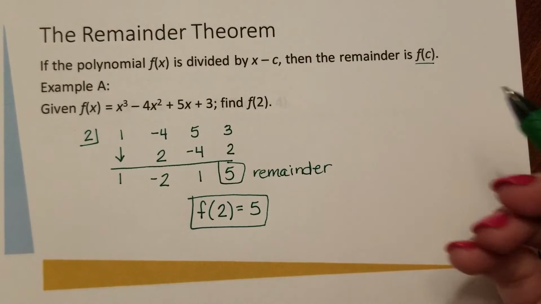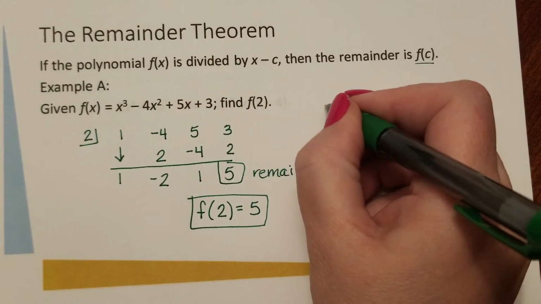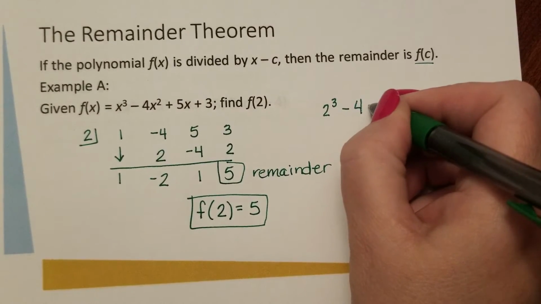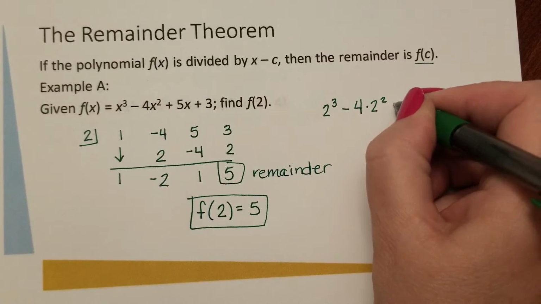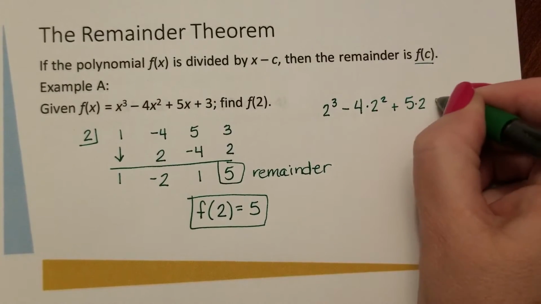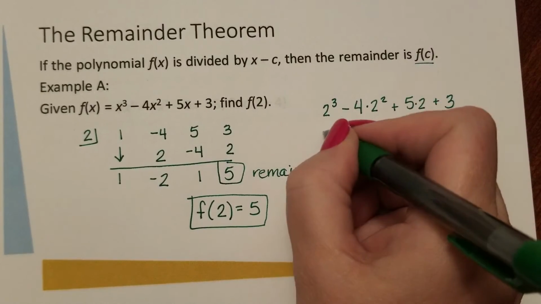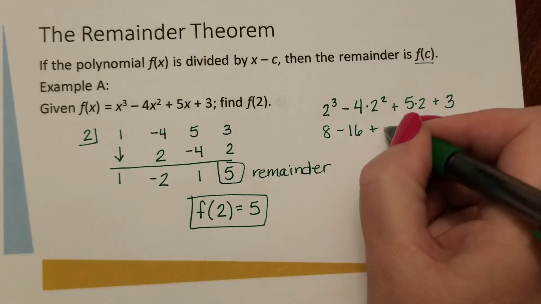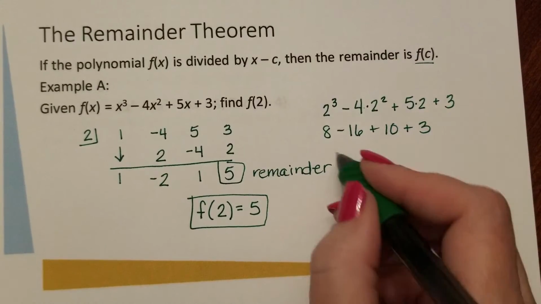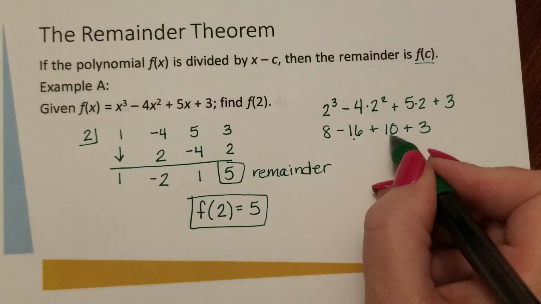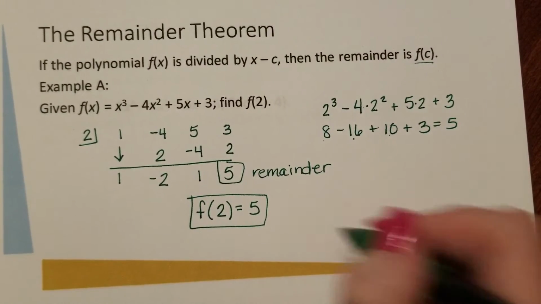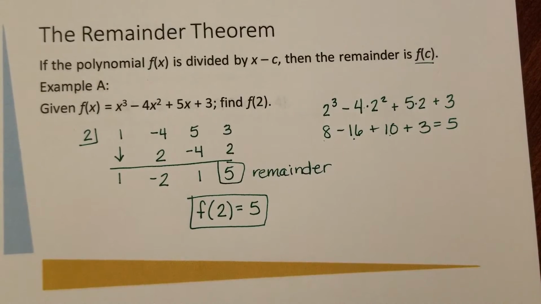Now you could do it just to check. X cubed is 2 cubed minus 4 times 2 squared plus 5 times 2 plus 3. So that's 8. And 4 times 4 is minus 16 plus 10 plus 3. So we have negative 8 plus 10 is 2 plus 3 is 5. So it does work, but since we know it works, we don't have to do that every single time. Let's show you another one.